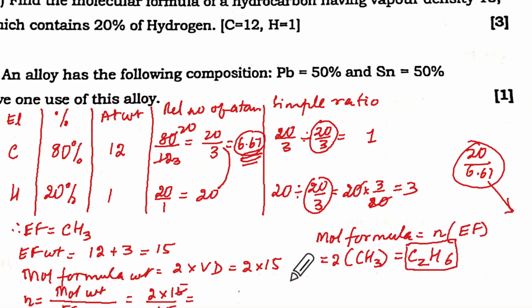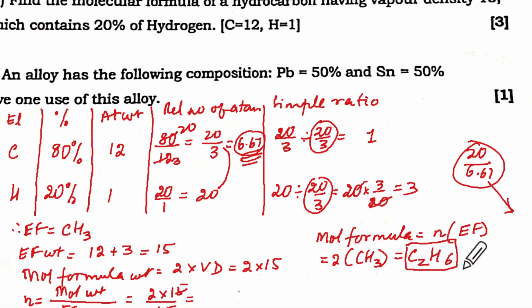Understanding? So sometimes they will ask you what is the name of the homologous series to which it belongs. What will be the homologous series? Tell me. Alkane. They can even ask you what are the characteristic reactions it will undergo. Substitution. Because if it was alkene, then we would have said addition reaction.